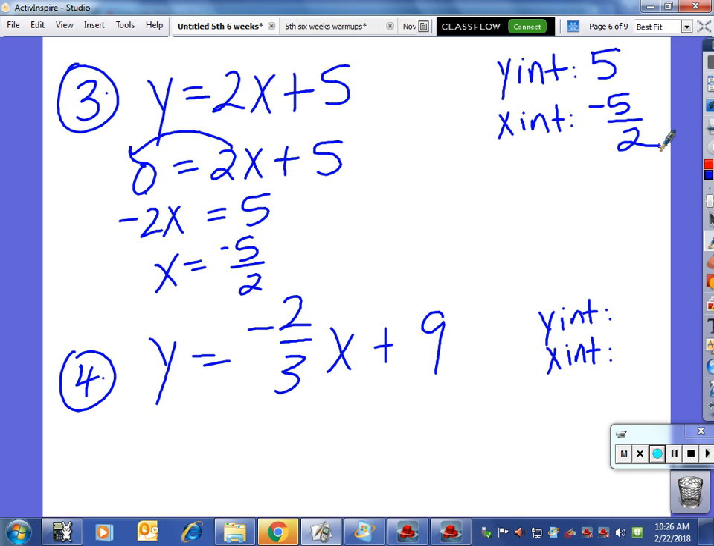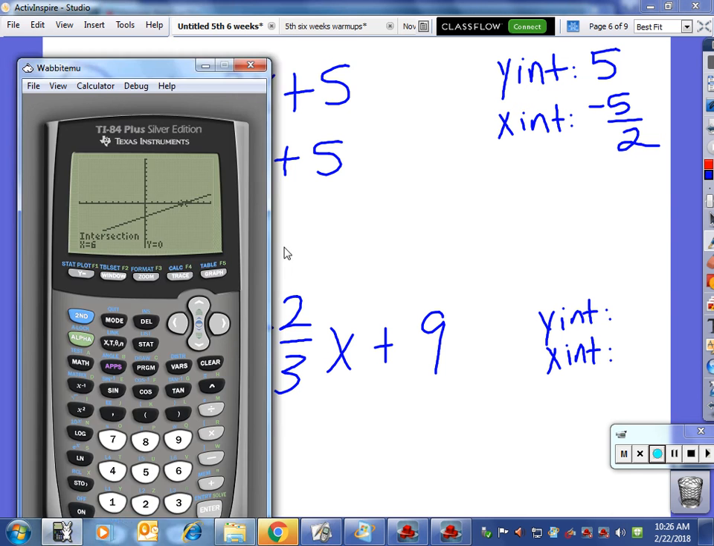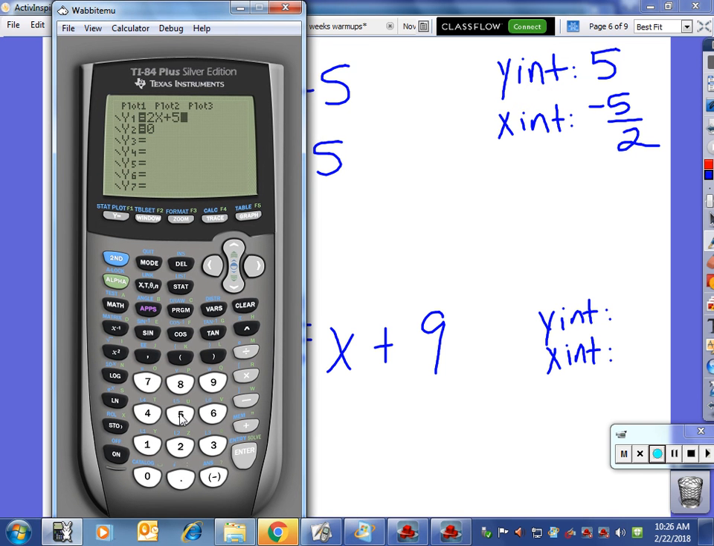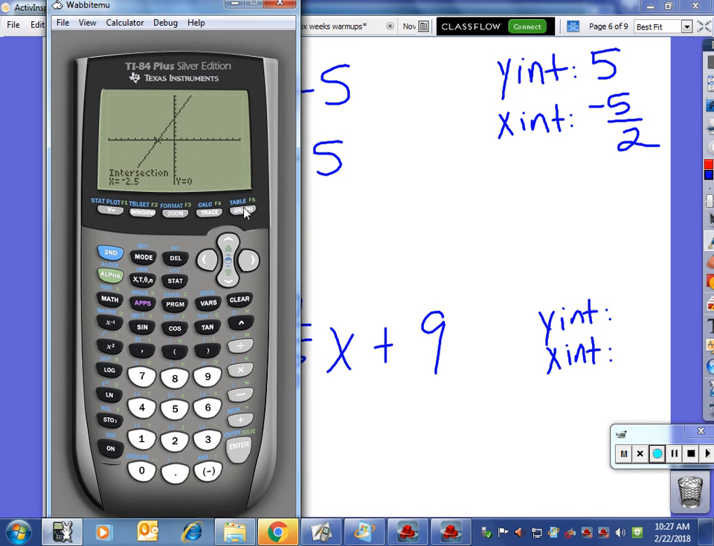Now, would I check it if I were you? Absolutely. Y equals 2x plus 5. I'm finding the x-intercept now, so I'm going to calculate where they intersect. Oopsie. I did pause it. The calculator's trying to tell me to be patient. And I got negative 2.5, which is the same thing as negative 5 over 2. So I know I did this one right.